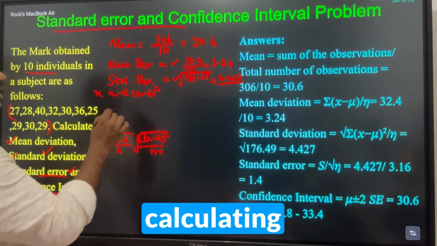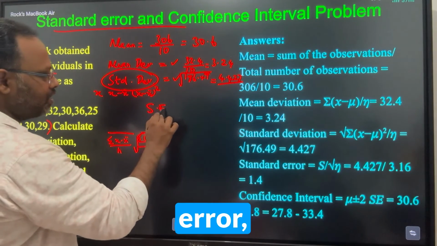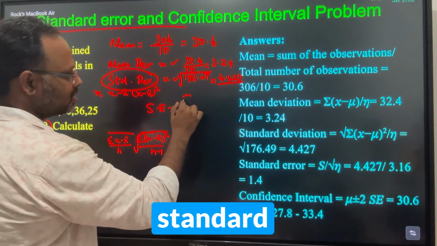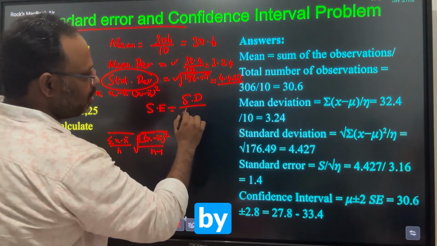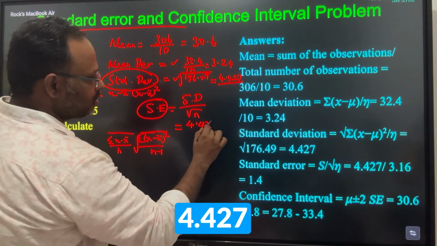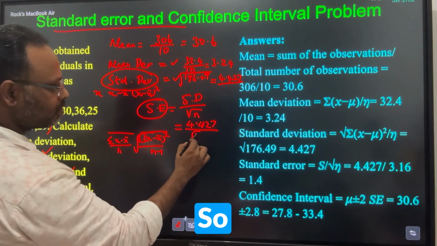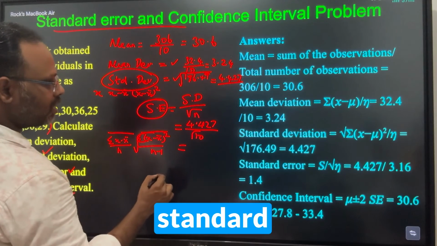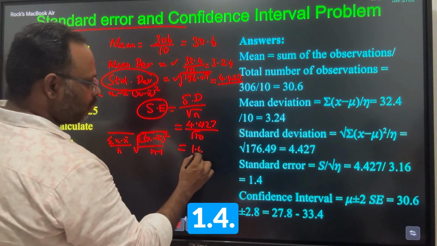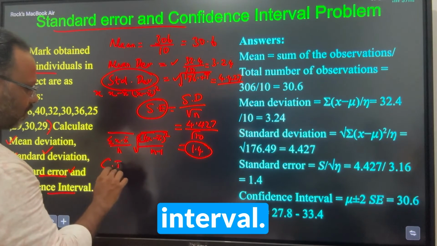Then after calculating the standard deviation, we need to calculate the standard error, which is given by the formula standard deviation divided by root of n. Here it is 4.427 divided by root of 10. So if we do that, the standard error will be 1.4. So this is the standard error, and we need to calculate the confidence interval also.